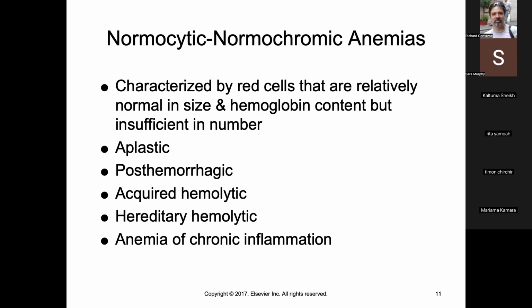Okay. So post-hemorrhagic means because of a bleed. Acquired hemolytic means that there's some sort of an infection that's blowing up your RBCs. Hereditary hemolytic is you've inherited something that produces a defective protein or a defective process in RBC production.